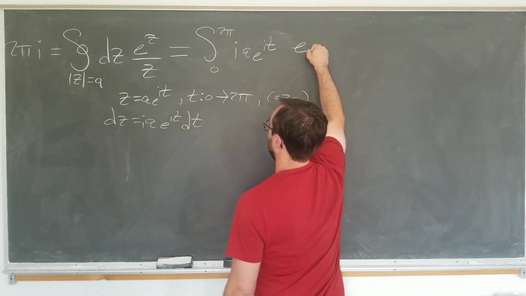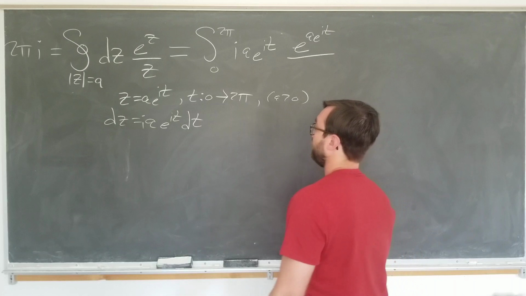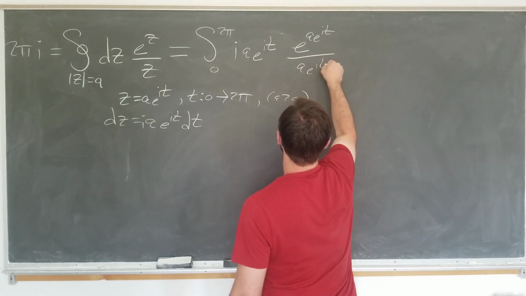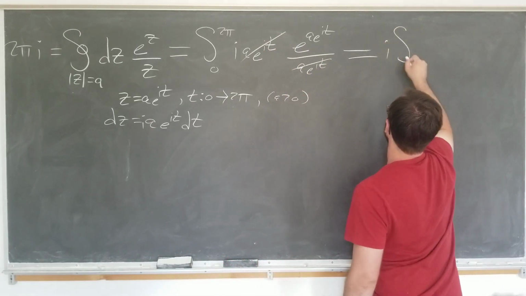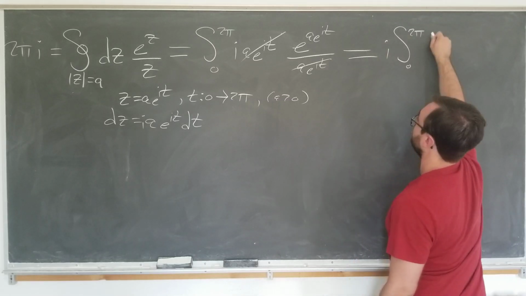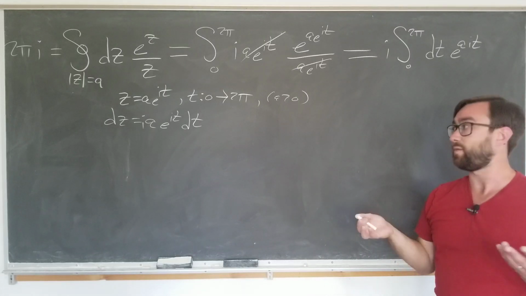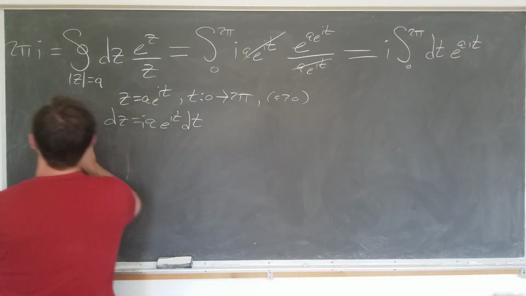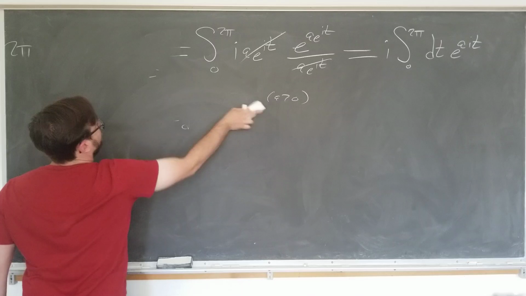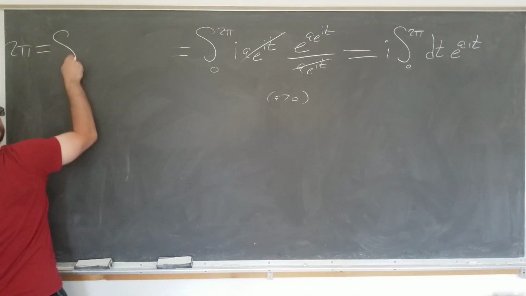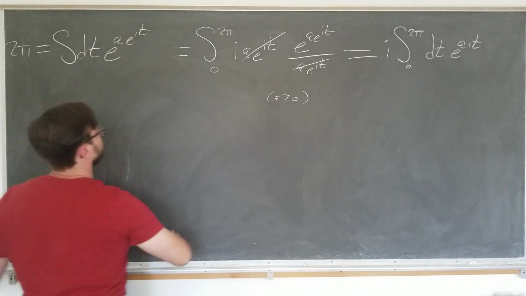And e to the z is just e to the a e to the i t. Pretty cool. We have a nested exponential there. Dividing by z, we get some cool cancellations here. It just becomes i integral from 0 to 2 pi dt e to the a e to the i t, and we can cross out this i now. So we have our first result: 2 pi is equal to that integral up there, which is e to the a e to the i t. Pretty cool nested exponential.